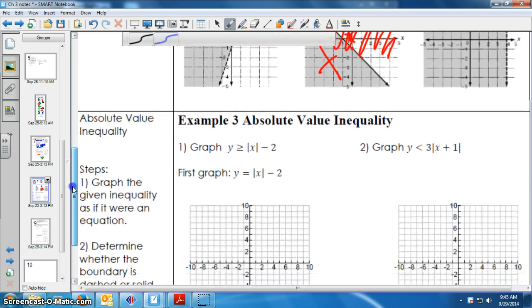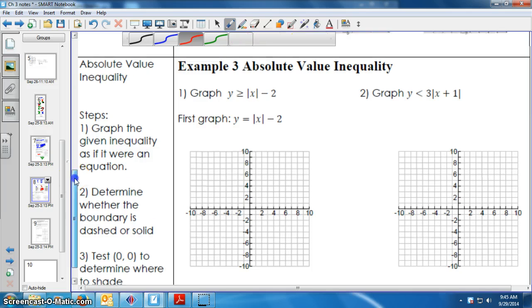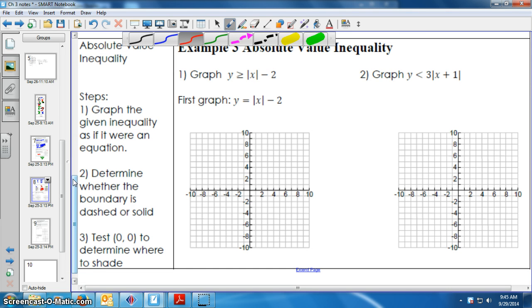So let's go ahead and practice a couple of these. Absolute value, very similar to the linear. Think back to your transformations, and you're going to first come up with your coordinate pair of where to start. So nothing inside, 0, -2 outside. So we're going to start at 0, -2, and we're going to draw a V.